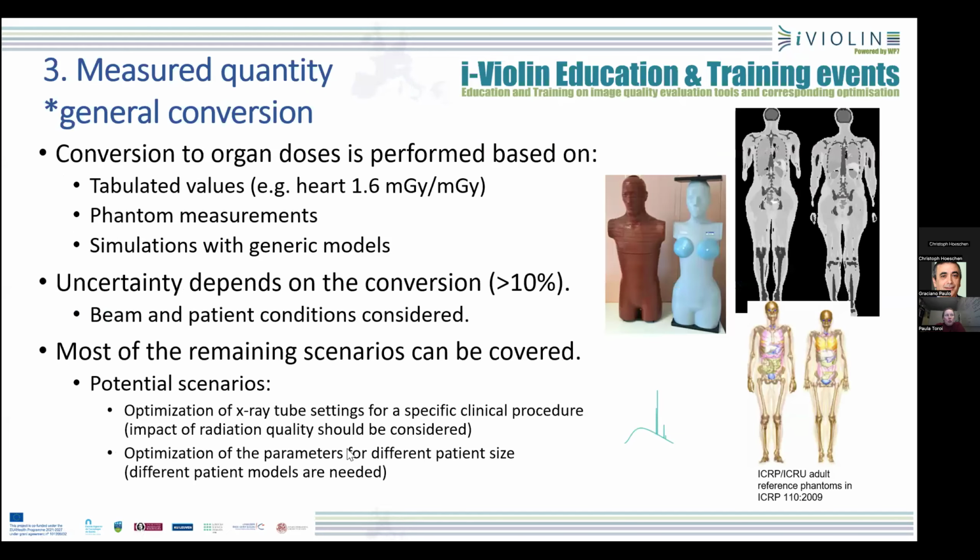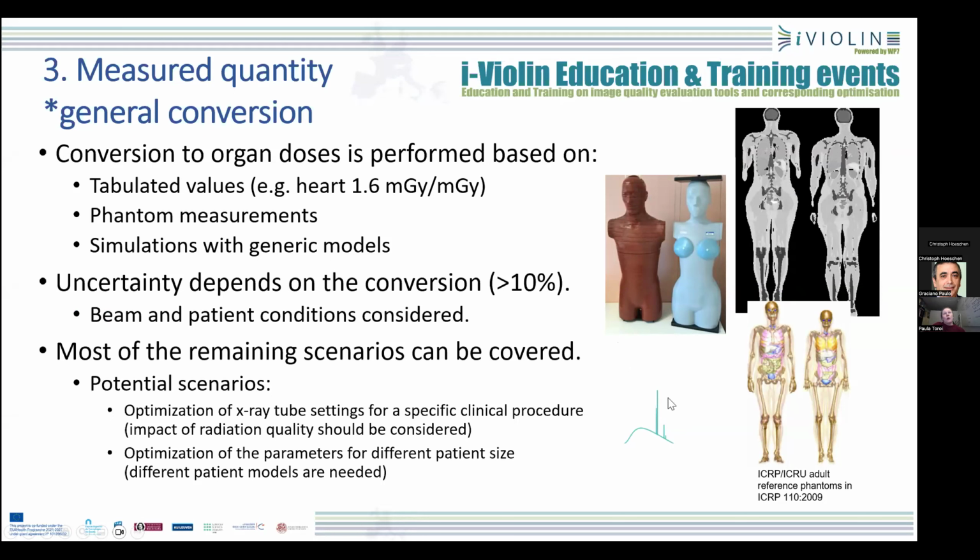Then if we have the measured quantity and we do a general conversion, it means that we can use, again, a value from a publication. What is the conversion factor from CTDI to an organ dose? We can do phantom measurements, and then we can do simulations with some generic models. Of course, the uncertainty of these methods really depends on the model we are using. If you only have this kind of phantom, and we want to estimate the dose for a patient who is not exactly this shape, might be a larger or smaller patient, of course we make bigger errors. Or if our patient model is not representing the actual patient.